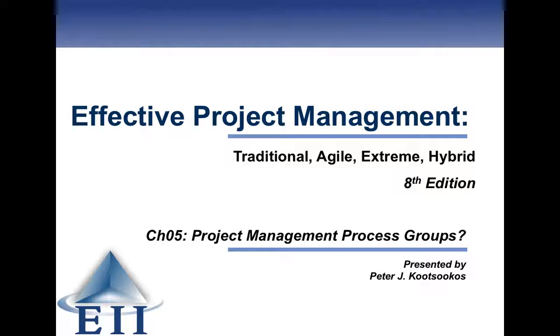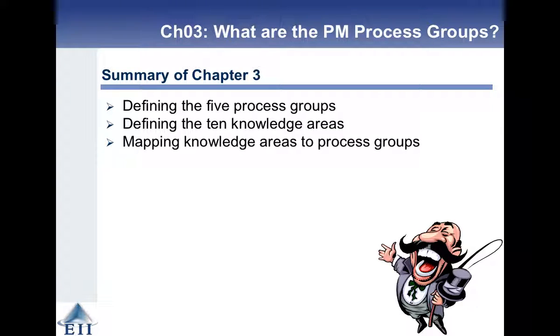This is effective project management, and now we're talking about Chapter 5, Project Management Process Groups. So there are 5 process groups associated with the scoping, planning, launching, executing and closing of a project, and there are 10 knowledge areas associated with those. And we need to map the process groups into the knowledge areas so that we understand how things hang together.